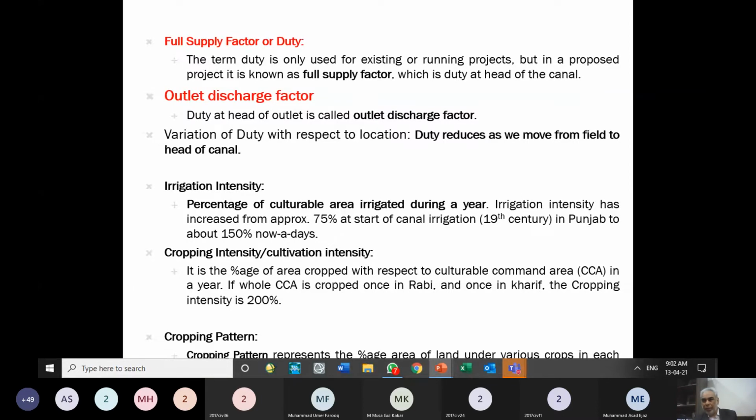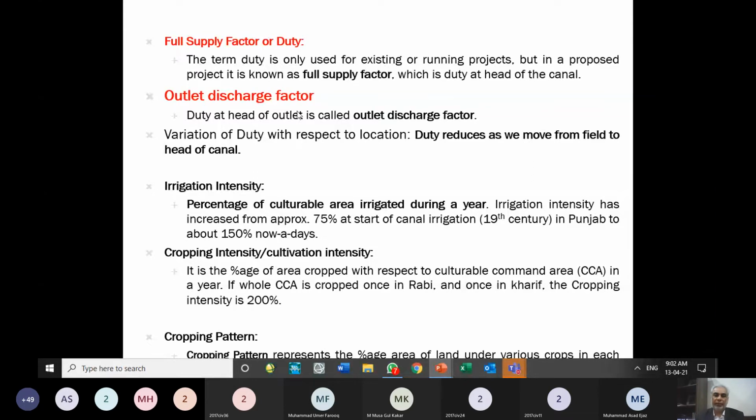Similarly, duty at the head of the field will be even more than the duty at the outlet. So duty varies from place to place. It increases as you move along the irrigation system from head towards the tail. If you move from head towards the tail, duty value increases, because duty is the area irrigated in hectares by a unit quantity of water, 1 cubic meter per second, if it is supplied for the whole base period.